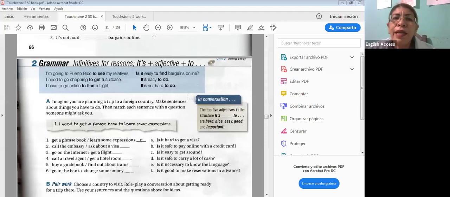Okay, now let's pay attention. Here we have the questions. Now I'm going to ask you these questions. Try to give complete answers. Don't say only yes it is, no it's not. Try to give complete responses. So think about Mexico, Acapulco. Let's begin with number one. Question E, is it necessary to know the language?